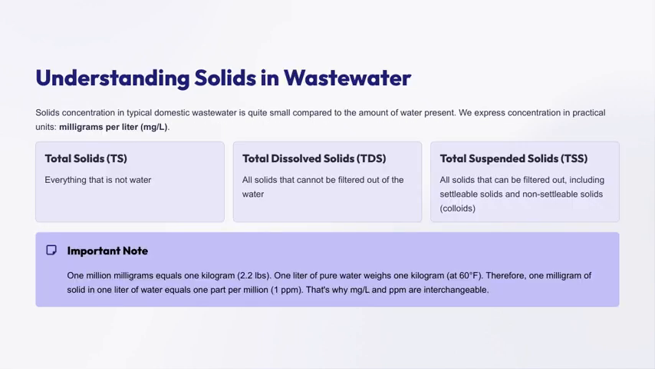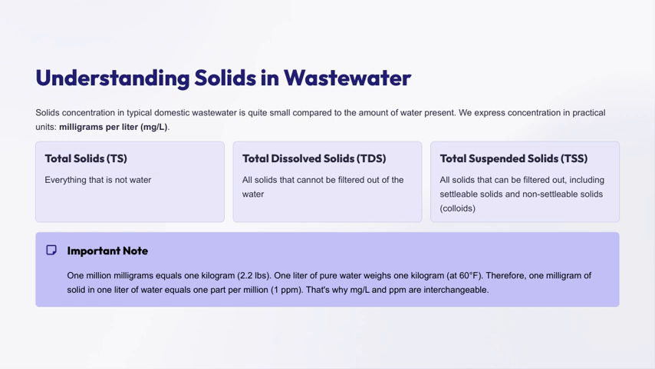Understanding solids in wastewater is pretty straightforward, but it's important to grasp the key concepts. In typical domestic wastewater, the solids concentration is actually quite small compared to the amount of water present. We usually express this concentration in practical units, milligrams per liter, or mg/L.